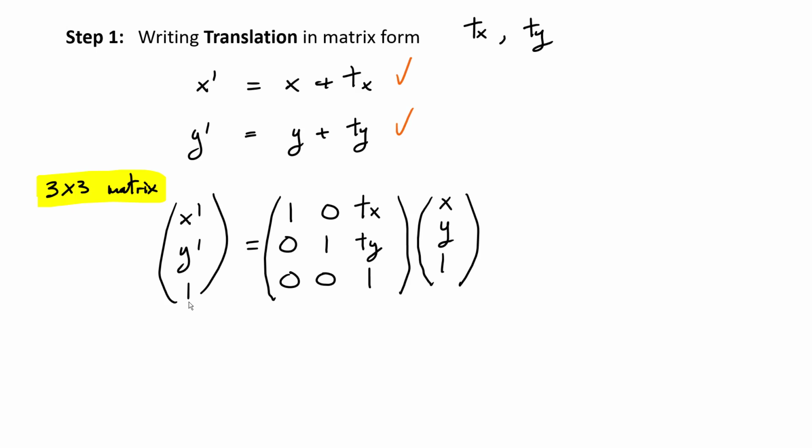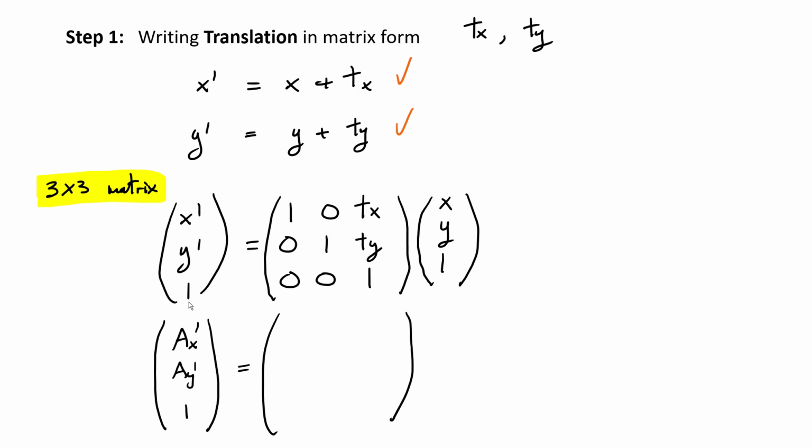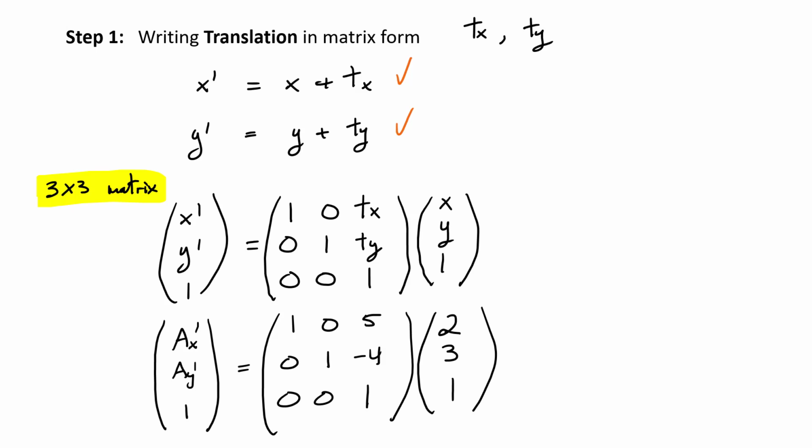All right, let's apply this transformation to that previous point. Let's just choose A, for example. I was looking for its prime coordinates that were translated. The matrix now is 1, 0. The transformation that I wanted to apply was 5 in the x direction, and 0, 1, and -4 in the y direction. So this is what the translation matrix looks like for that case. And here I started off with 2, 3, which were the coordinates of point A, and then I just augment it with this additional 1 here. Now you carry out the multiplication of this vector and this matrix, and this is what we get.